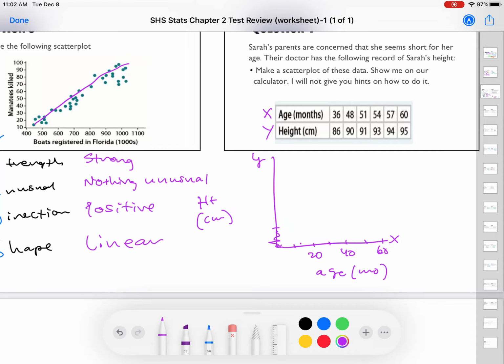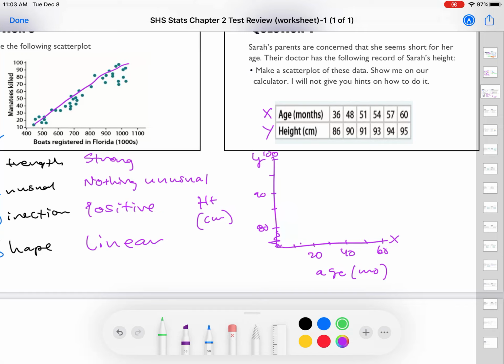Maybe you could do something like 80, 85, 90, 95. That's not high enough. 90, and let's just do that one, 100. And let's just graph it really quickly. You can use your calculator if you needed to.